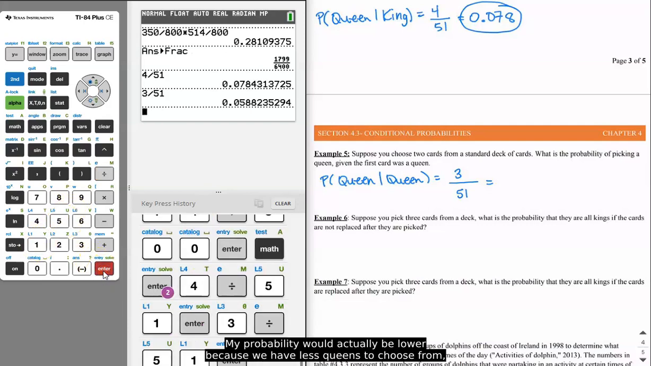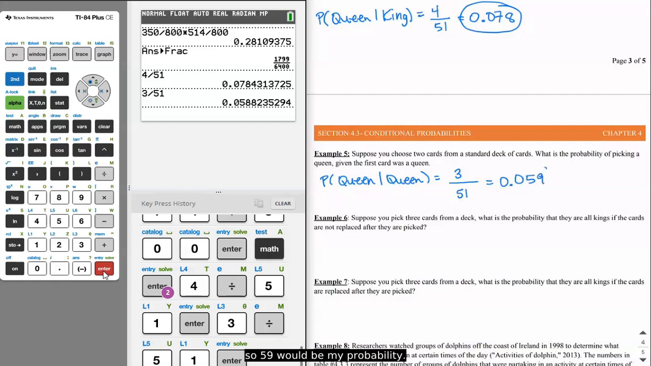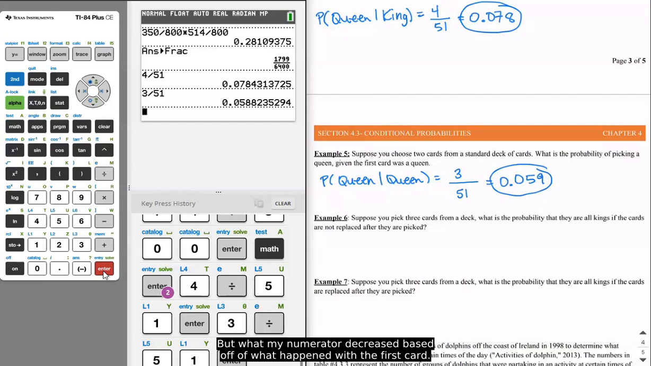And so my probability would actually be lower, because we have fewer queens to choose from. So 3/51, or 1/17, would be my probability. We do have to be careful with without replacement: we'll see my denominator decrease, but will my numerator decrease based on what happened with the first card?